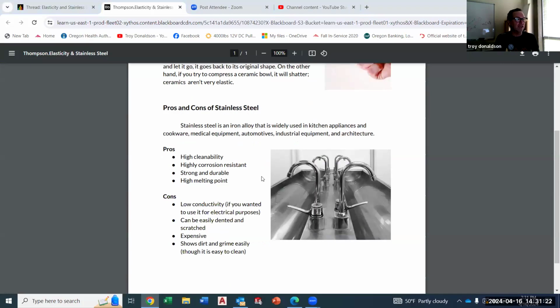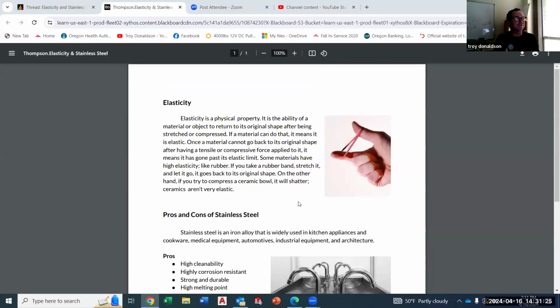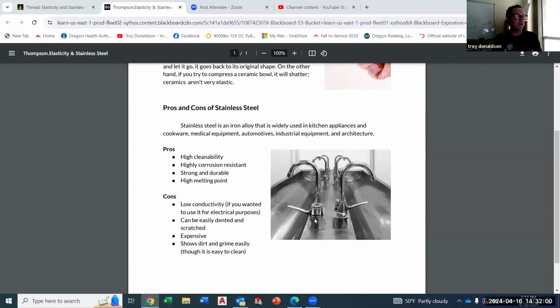She had elasticity and the pros and cons of stainless steel. Looks like elasticity is a physical property. It's the ability of a material or object to return to its original shape, like a rubber band, just like we talked about in class. Nice job nailing that one, Graceland. Some materials have high elasticity like rubber. If you take a rubber band and stretch it, it goes right back into its original shape. On the other hand, a ceramic bowl would be very low elasticity. So she's exactly right.